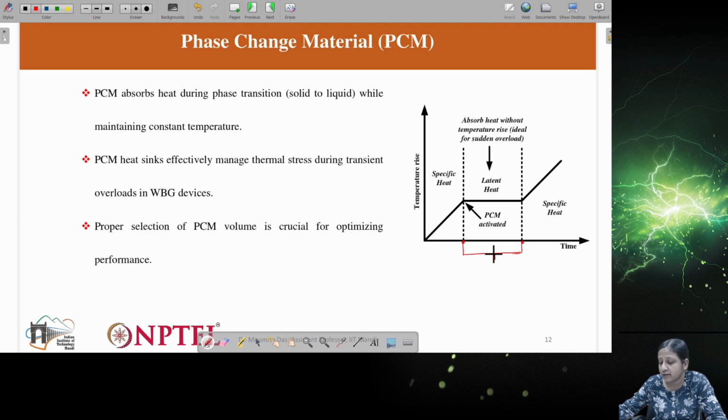If we have a heat sink which has the phase change material, then during this particular time the temperature remains constant. Although with respect to the time the power dissipation is increasing, the temperature is not increasing. So that is the property of the phase change material. So we can use this kind of material along with the heat sink.